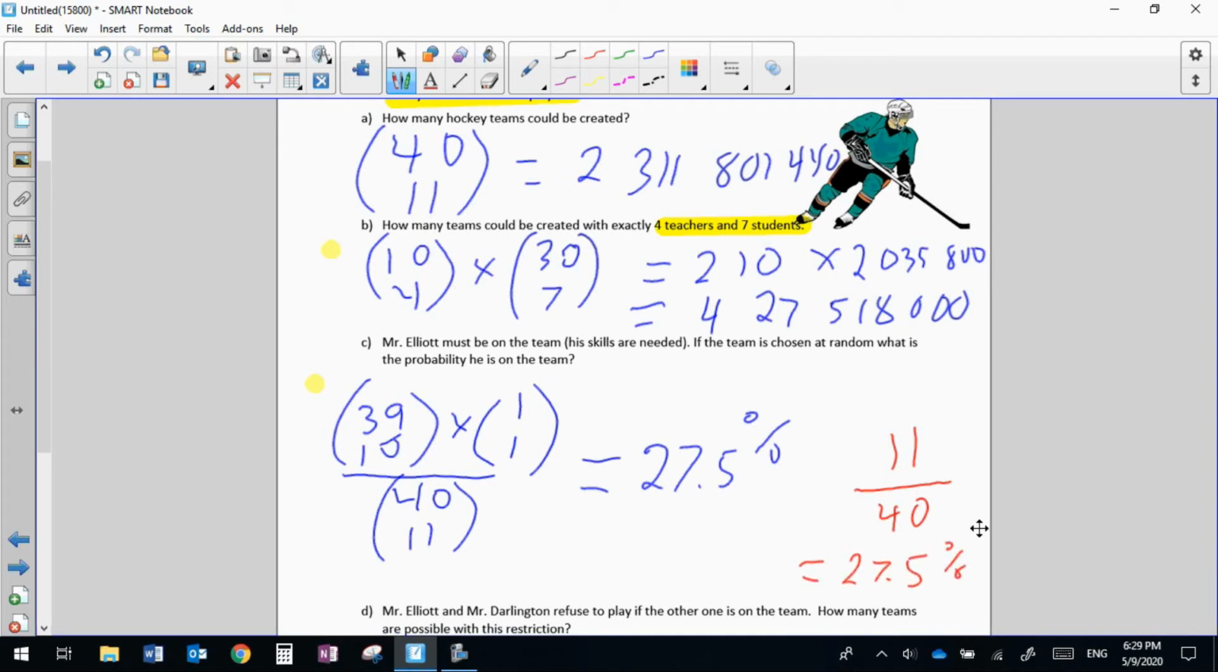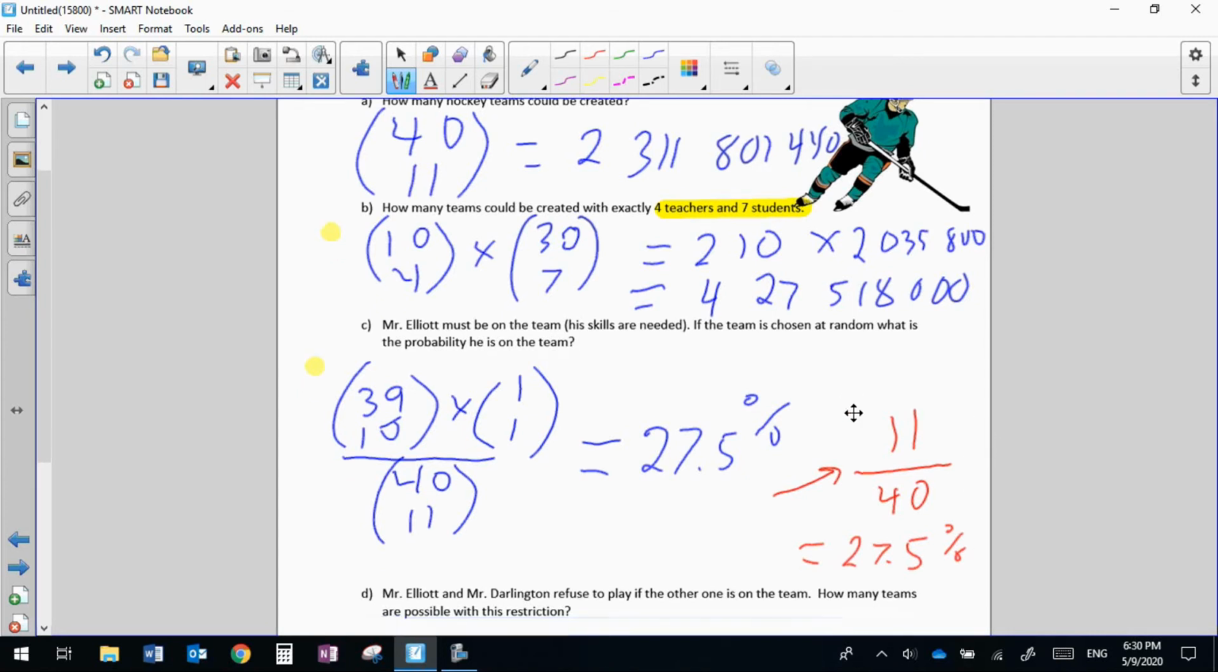Imagine there were 20 people on the team instead of 11. Well, you can clearly see that if there's 40 people who want to be on the hockey team and 20 are going to be on the hockey team, that if they're picked at random, you have a 50-50 shot. Well, if there's only 11 people, it's 11 out of 40 as well. So this is without using combinations, pretty easy to figure out what the chances of one person being on the team is. How about if Mr.